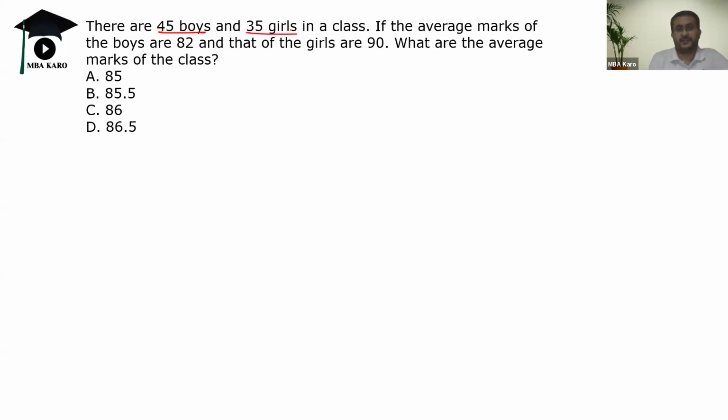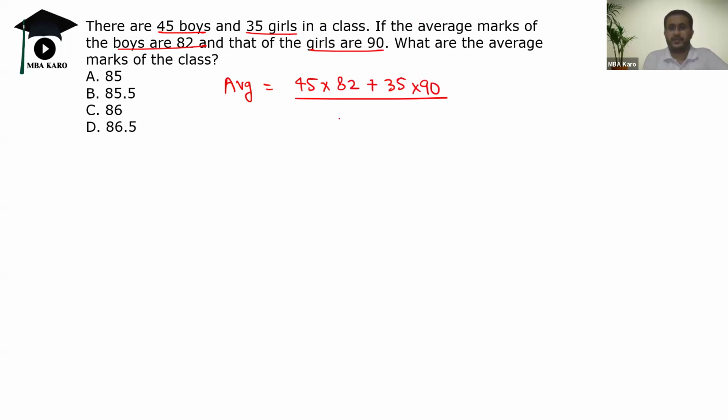45 boys and 35 girls. Average marks of boys are 82 and girls are 90. Find the average marks of the class. So approach one, the average is 45 into 82 plus 35 into 90, upon 45 plus 35.